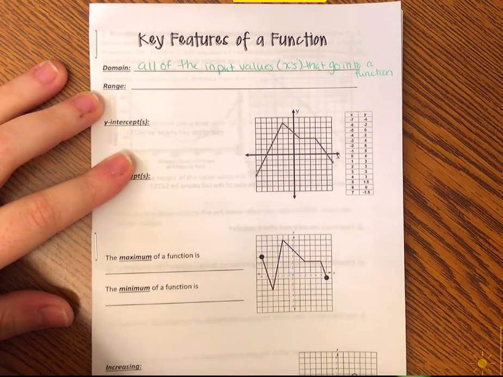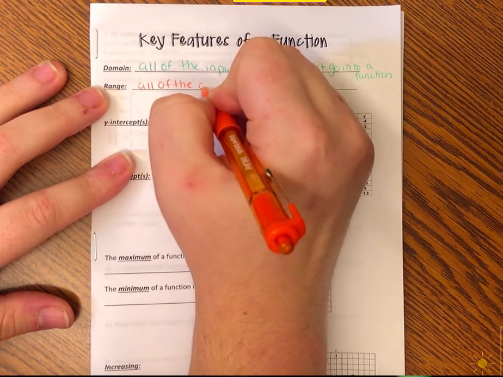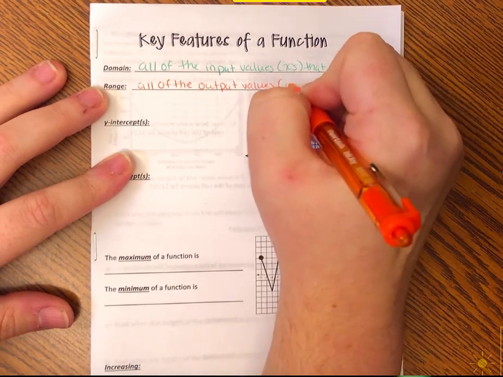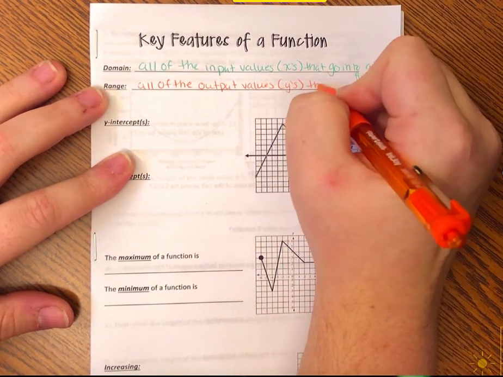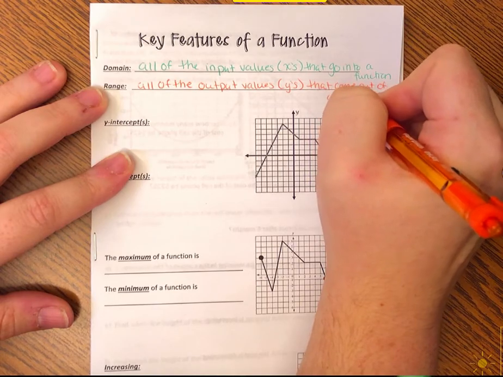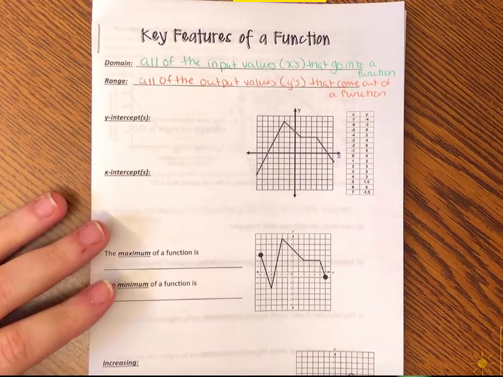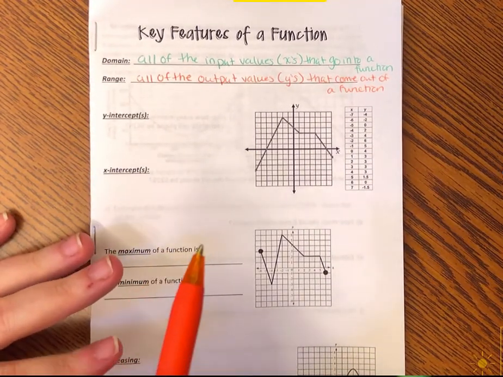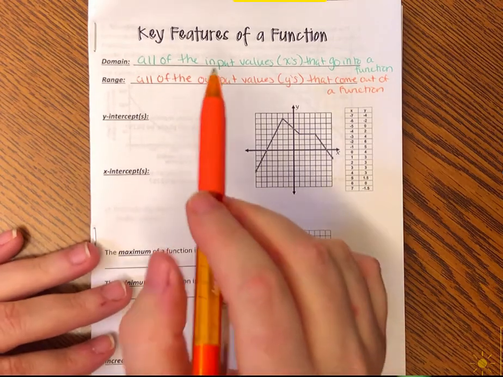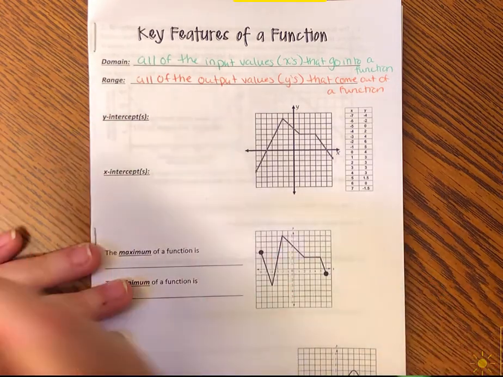The other part of that is the range. The range is all of the output values, which would be the y's, that come out of a function. So the domain is what goes in, the range is what comes out. So if you're thinking about like a vending machine, you can put in money and you get out your soda. So the domain are the x values, what you put into it, and then the range is what you get out of it, the y values.